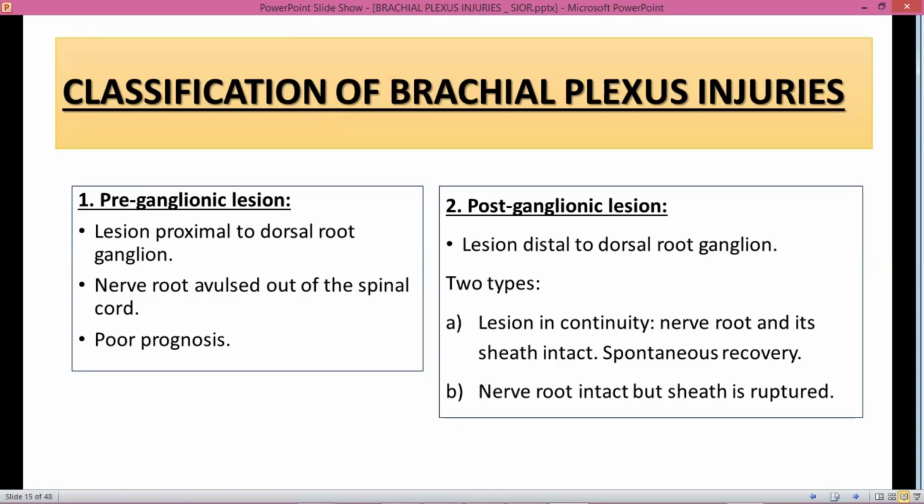To summarize this, there are two types of lesion. One is a preganglionic and the other is a postganglionic. Depending on where the injury is, if it is proximal to the dorsal root, it is called a preganglionic lesion. And if it is distal to the dorsal root, it is a postganglionic lesion. Next, if the nerve root is avulsed out of the spinal cord, the prognosis is poor. Whereas if the nerve root and sheath are intact, as in a postganglionic lesion, there is spontaneous recovery. And if the sheath is damaged but the root is intact, then you expect a slower recovery.